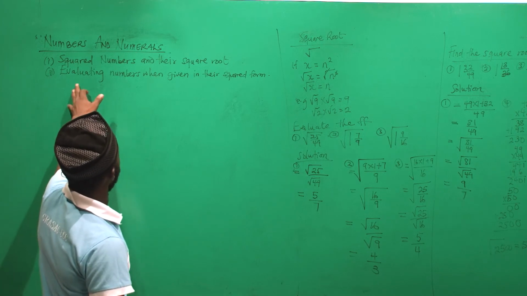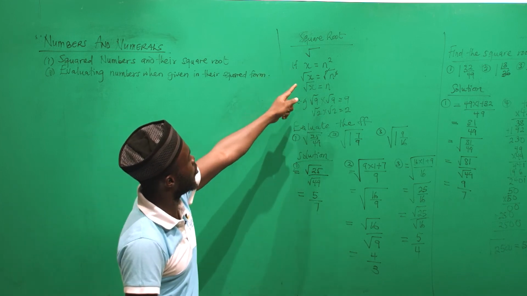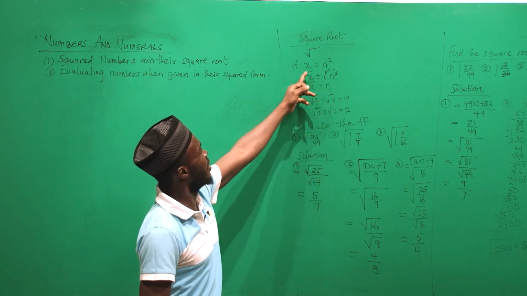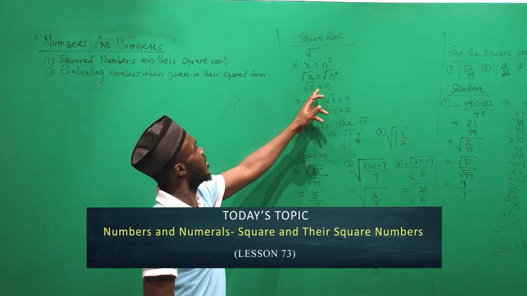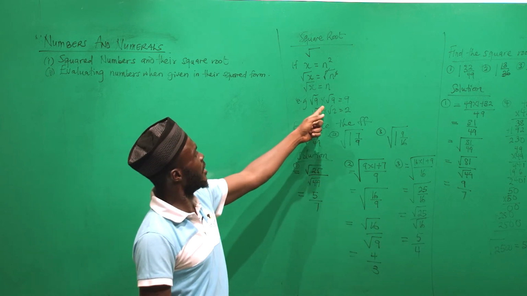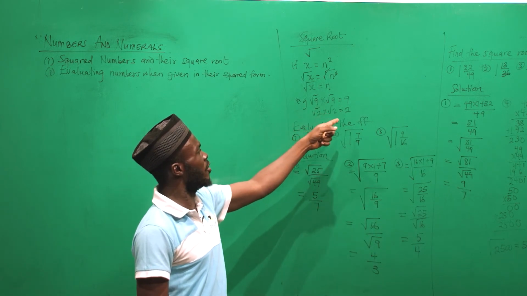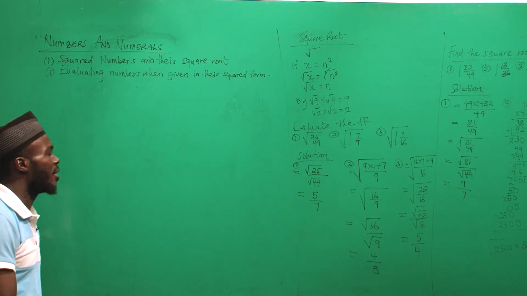Now, it can be put into evaluating numbers when given in their squared form, like what we've done here. The square root sign is this. x is equal to n squared. Therefore, when you look for n, you take the square root of both sides. Then the square root of x is equal to n. Then the square root of 9 times 9 gives 9, the square root of 2 times 2 gives 2. So the square root of a number times the square root of the number itself produces the number.